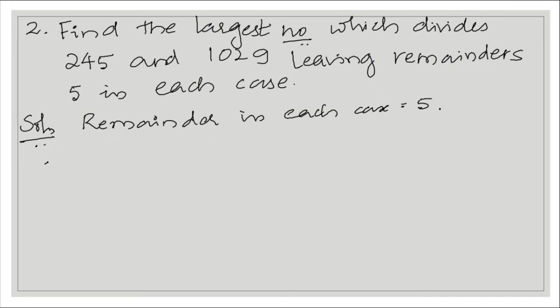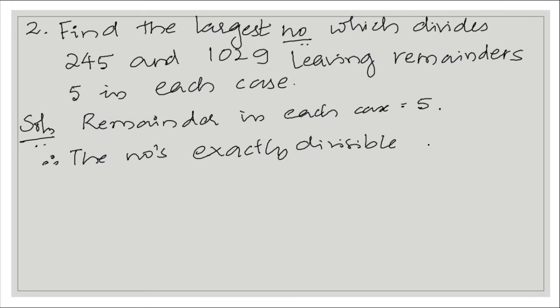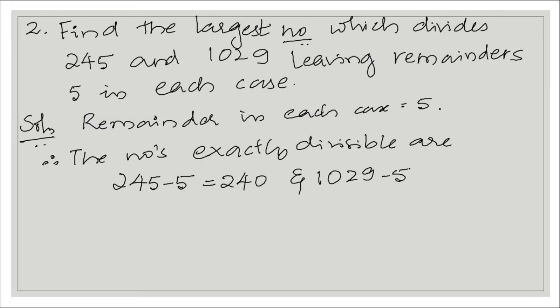Therefore, the numbers exactly divisible are, we need to subtract this 5, then only the number will be exactly divisible. That's common sense. So if you subtract 5, you'll be getting 240, and the other number 1029 minus 5, you'll be getting 1024.